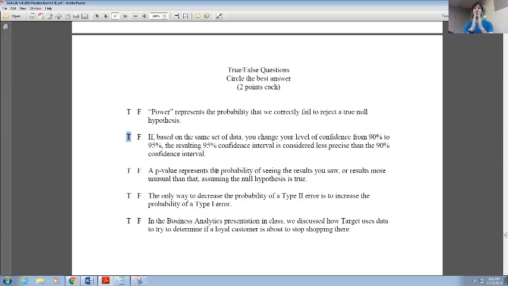So if I go from 90 to 95, does my interval get wider or tighter? From 90 to 95, the interval will get wider. It will get bigger. And so that's less precise. And that's all that is.